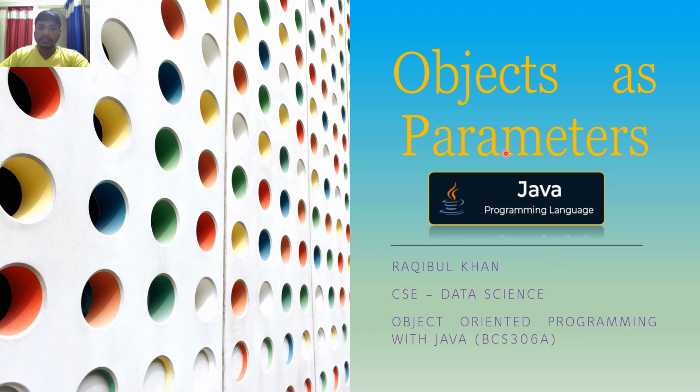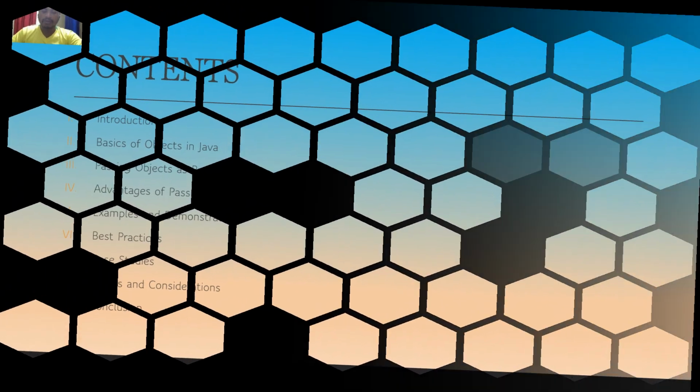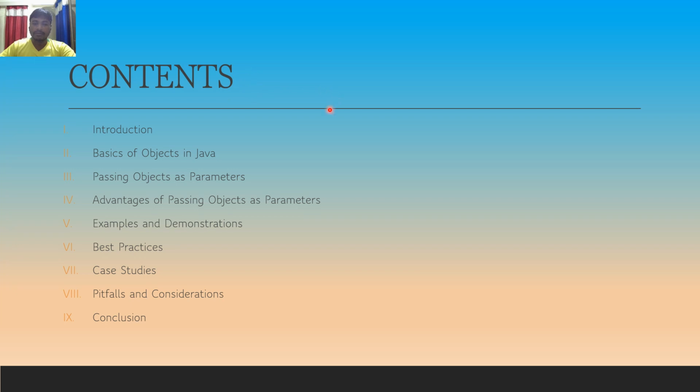Today, I'm going to speak on the concept of passing objects as parameters in the Java programming language. So let us start. So what are the contents we are going to see here? The introduction, basics of objects in Java, passing objects as parameters, advantages of passing objects as parameters, examples and demonstrations, best practices, some case studies, pitfalls and considerations, and the conclusion.